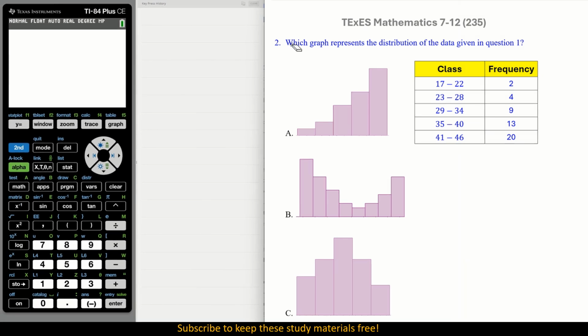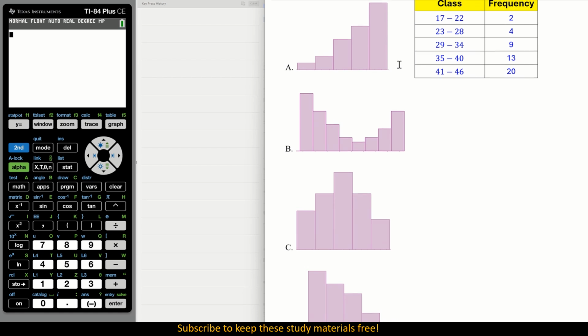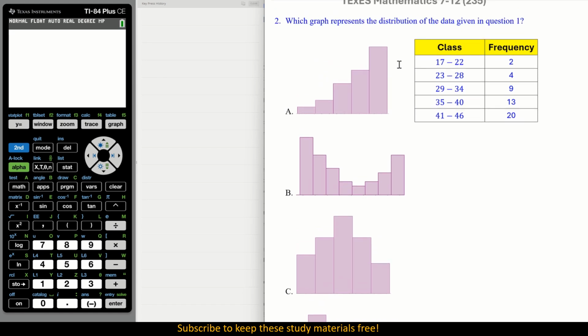Okay, let's go to number 2. Number 2, which graph represents the distribution of the data given in question 1? Okay, I brought down our frequency table from number 1, and here are our ABCD options. So when we calculated number 1, we saw that our mean was less than our median. And notice the median should always be in the center. Okay. And then our mode was greater.